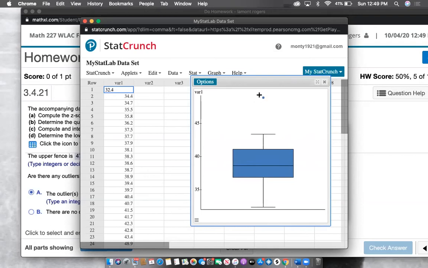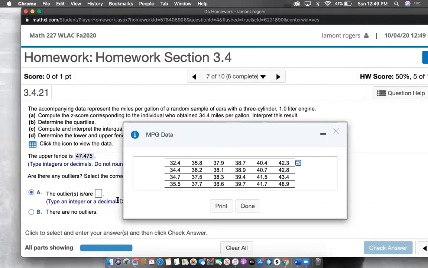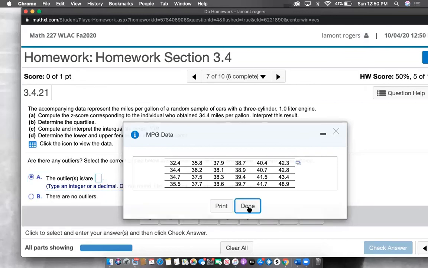See, there's a star. So we already know there's an outlier because of the box plot, right? But you have to prove that mathematically on the test. You have to say yes because it's greater than the upper fence, right? So you go back to the question, and you click that dot, hover over that dot. And then since nothing appears, 48.9. So that's the outlier. So the outlier is 48.9.